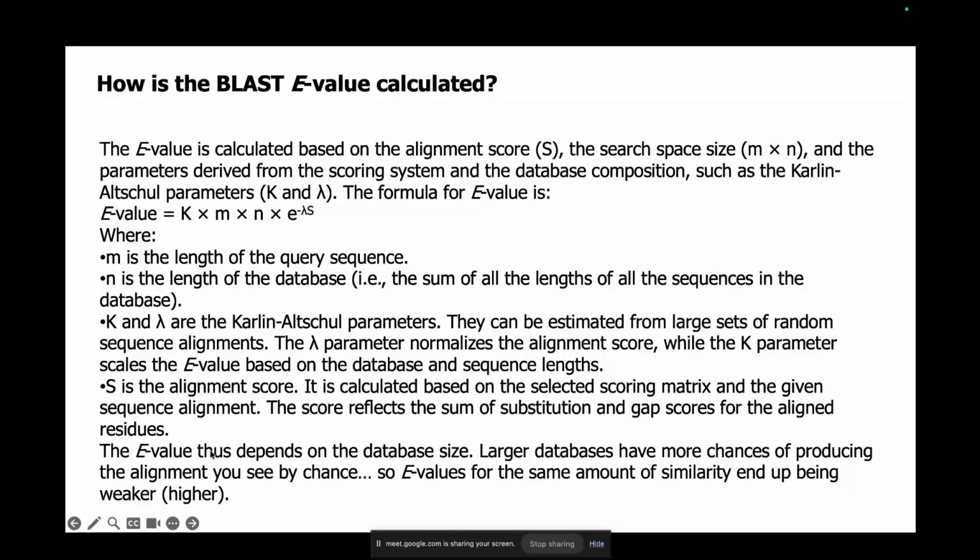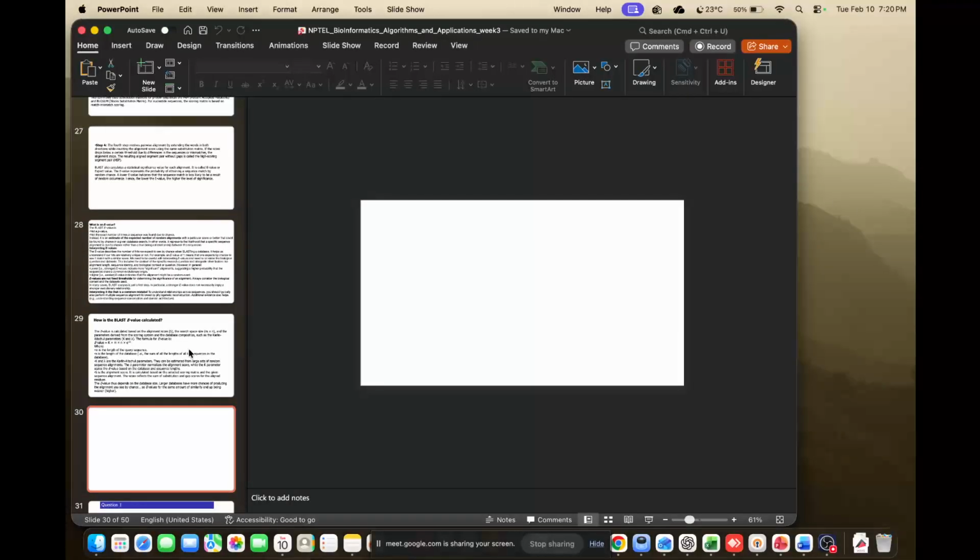More importantly, the E value will depend on the database size, because N depends on the size of the database. If you have larger databases, there is more chance of producing the alignment you see by chance. So the E values for the same amount of similarity end up being weaker, which is the higher value. If you have a smaller database, your E value might be biased and be low. And if you have a very large database, the E value may again be biased and be very high, which is not wanted. So you need to have an optimum length of your database as well, right? So that is all in terms of the recap that I wanted to give. We'll move into the questions.